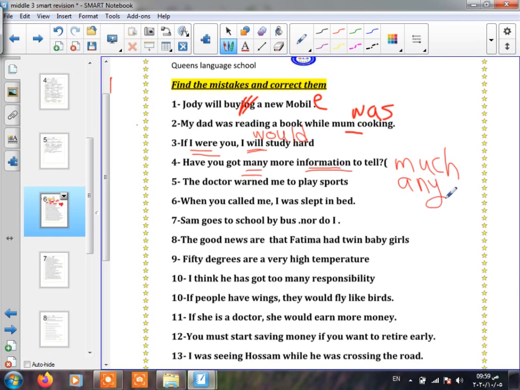Okay, number 5, the doctor warned me to play sports. Of course, warned here is a negative verb. So after warned I have to put not. If you warn someone of something, like smoking, you will say don't smoke. So the doctor warned me not to play sports. Okay, I'll put not here.